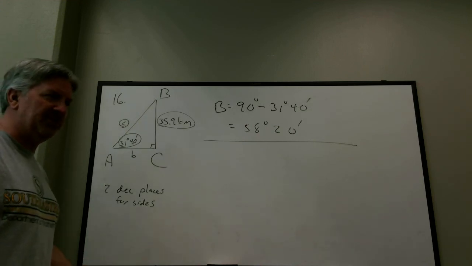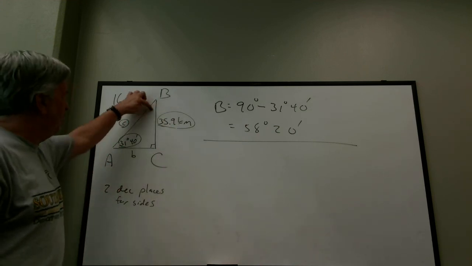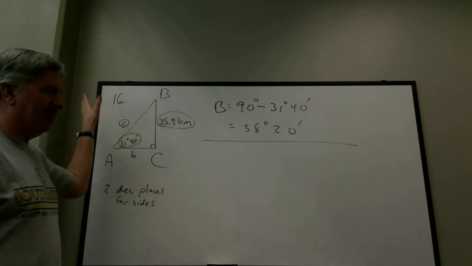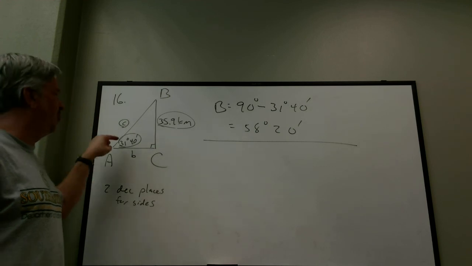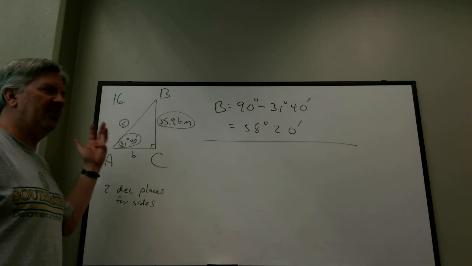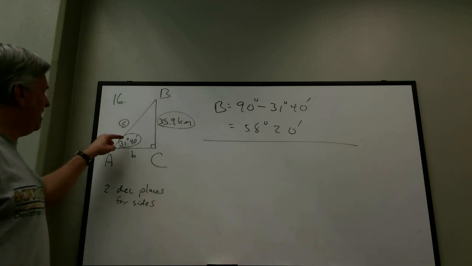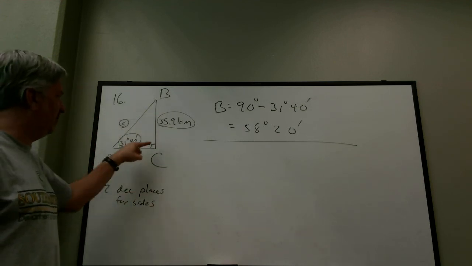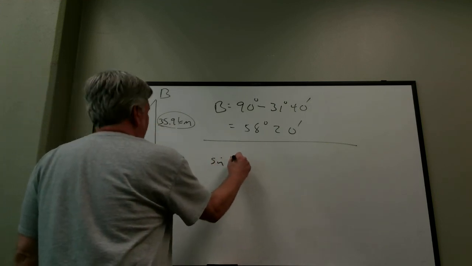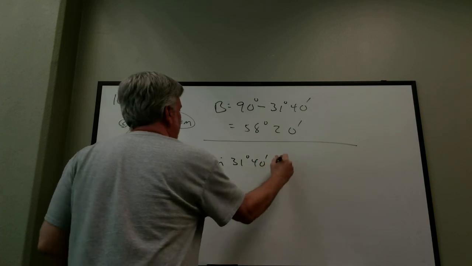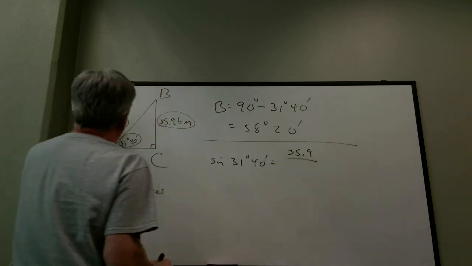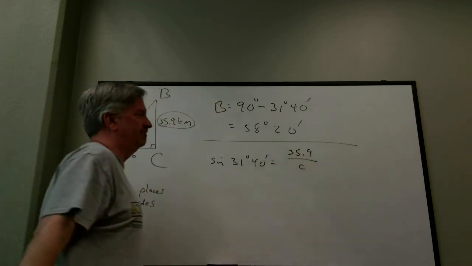So let me say the procedure again. When you're trying to find things, B, we didn't need to use this procedure. We just subtracted from 90 degrees, right? But to find things in right triangles, what do you do? Choose one of the acute angles and two of the sides. From those three things, make sure you know two of them. Then you ask yourself what trig function relates those three things. So sine is opposite over hypotenuse. So sine of 31 degrees 40 minutes is the opposite, 35.9, over the hypotenuse, c.